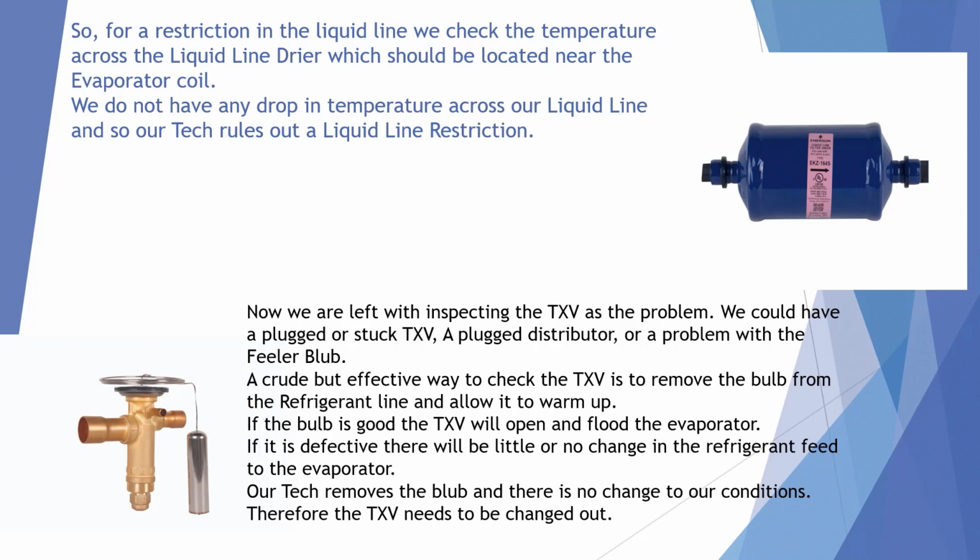We could have a plugged or stuck TXV, a plugged distributor, or a problem with the feeler bulb. A crude but effective way to check the TXV is to remove the bulb from the refrigerant line and allow it to warm up. If the bulb is good, the TXV will open and flood the evaporator. If it is defective, there will be little or no change in the refrigerant feed to the evaporator.